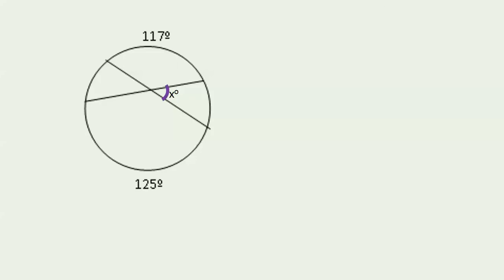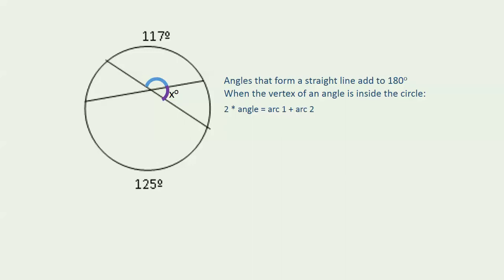Solving for x one more time. Angles that form a straight line add to 180 degrees. That is, if I can solve for this angle next to x, they will add to 180 degrees. Well, I know that when the vertex of an angle is inside the circle, 2 times that angle will equal arc 1 plus arc 2. So solving for my blue angle, 2 times the angle will be 125 degrees plus 117 degrees. Combining like terms, 2 times that blue angle will be 242 degrees. To get the angle alone, I divide both sides by 2, and I find that the angle measure is 121 degrees.